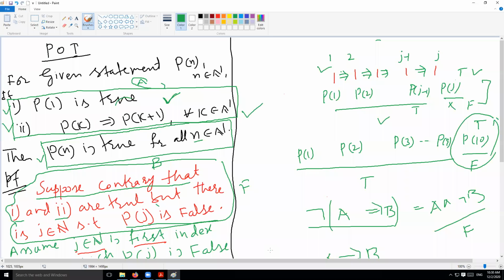By the way, if you want to take a break of 5 minutes, take a break of 5 minutes, and then we can start some more problems through the principle of induction. Let's do the break. Okay, let's do a 5 minute break, and then let's meet after 5 minutes.